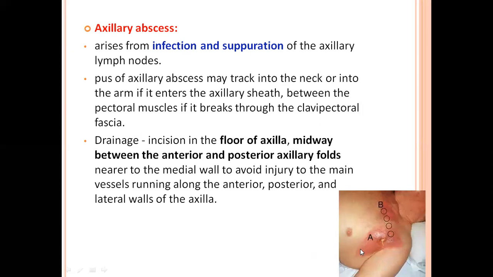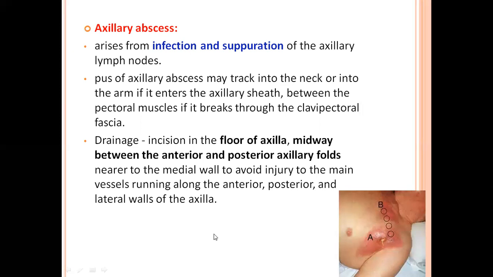Generally, drainage. That means one cut is given in the floor of axilla midway between anterior and posterior axillary folds, and we remove the pus from this area. Again, we should be very careful. We should not injure the major structures because we have so many vessels, nerves, and also cords of brachial plexus running all around the axillary artery, isn't it?